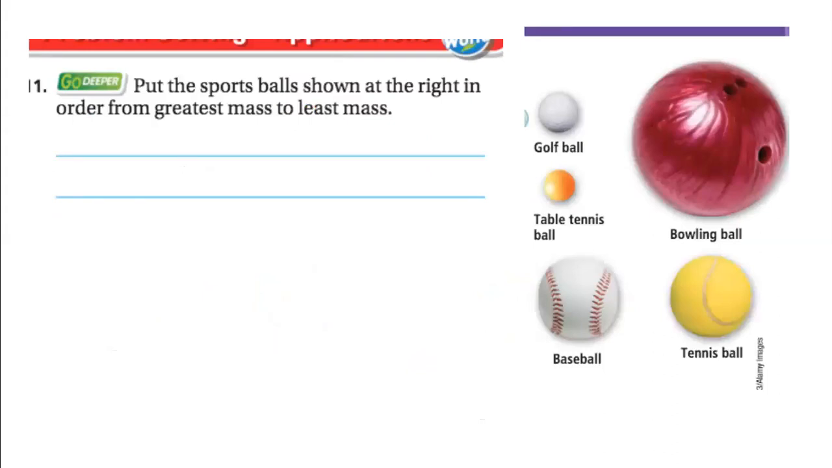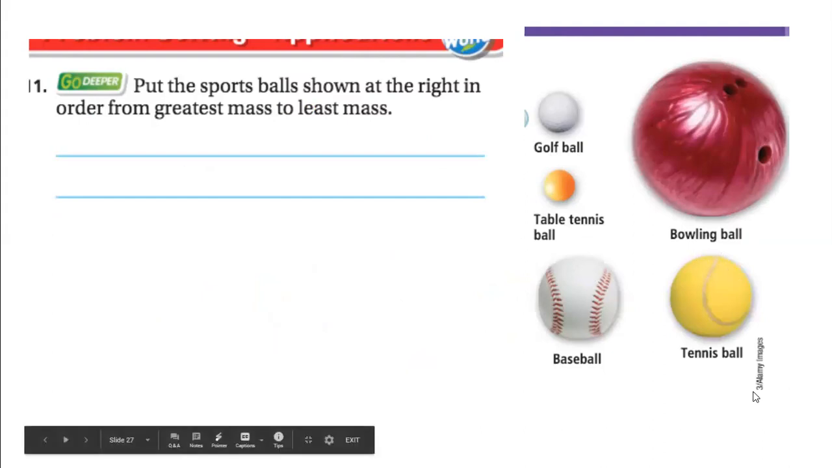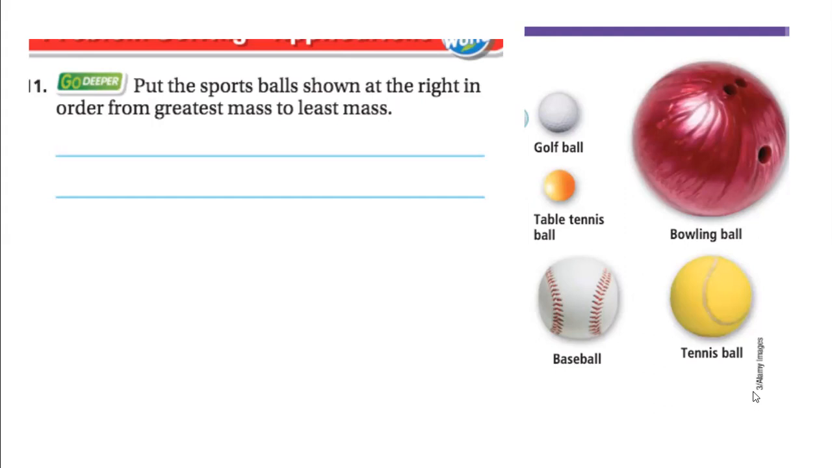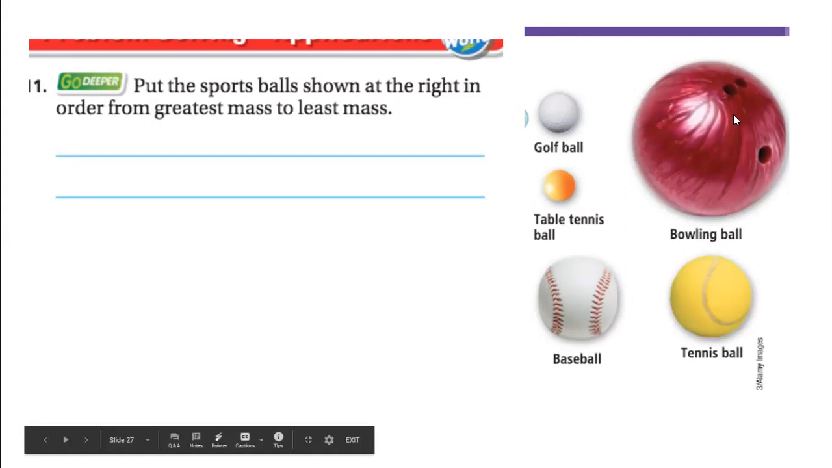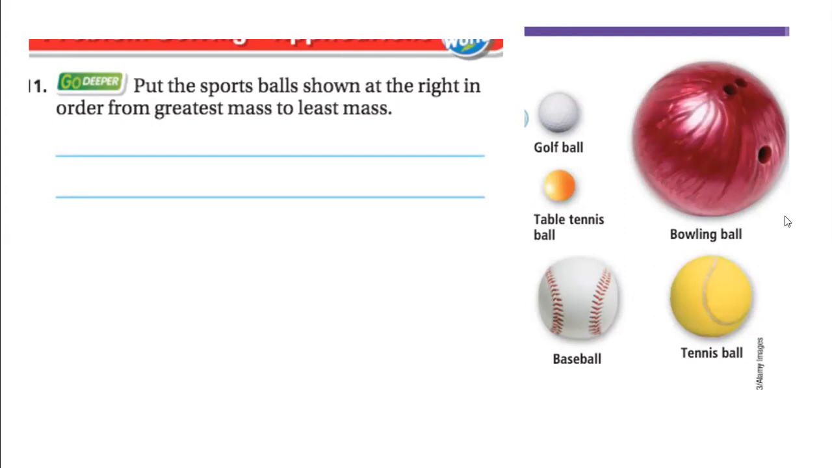Now for the next one. We're digging a little deeper. Put the sports balls shown at the right in the order from greatest mass to least mass. So we have a bowling ball, a golf ball, a table tennis ball, baseball, and a tennis ball. So we have to choose the one that has the greatest mass. So I'll give you guys some think time. And if you said the ball that has the greatest mass is the bowling ball, you are correct.